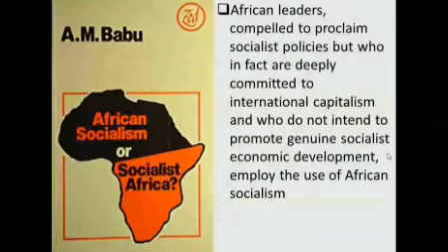African leaders are compelled to proclaim socialist policies, but they are in fact deeply committed to international capitalism and do not intend to promote genuine socialist economic development. So they employ the use of African socialism. And this is also something to be aware of in terms of Pan-Africanism as an ideology. Sometimes capitalists try to pretend to be very African, this and that. So it's part of their own survival policies, basically, for some of them, at least I would say.